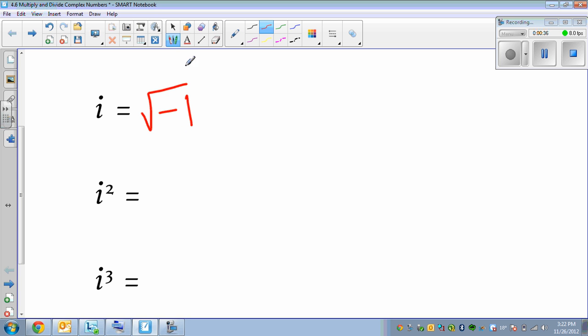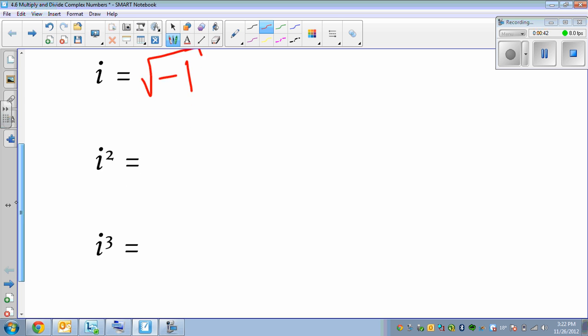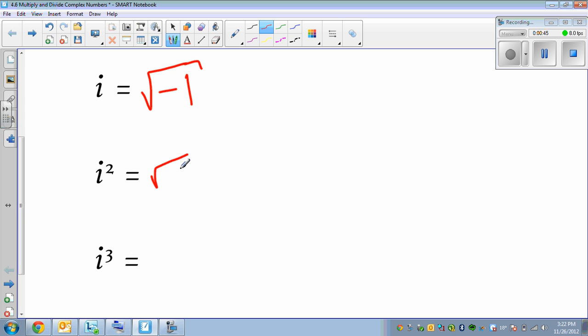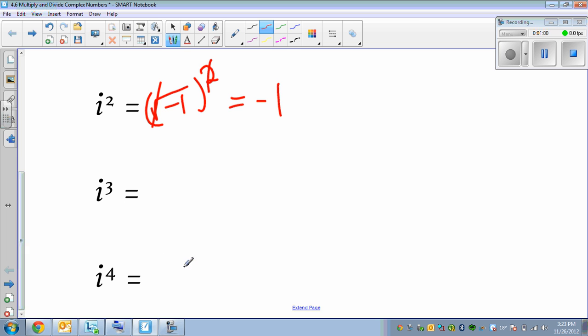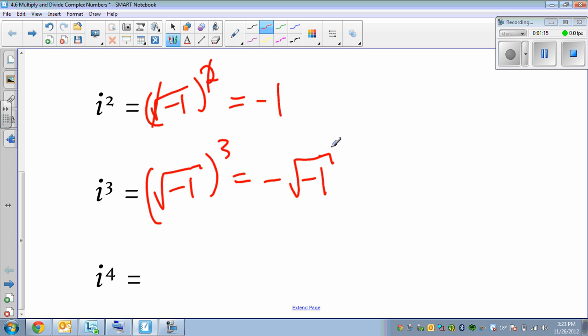I just want to do a little bit of practice on what powers of i look like and what they do. So i is just the square root of -1. i squared then will be the square root of -1 squared. And what that means is these just cancel out. So i squared is just -1. i to the third is the square root of -1 to the third, but two of those cancel out, so we'll have a negative square root of -1, or negative i.